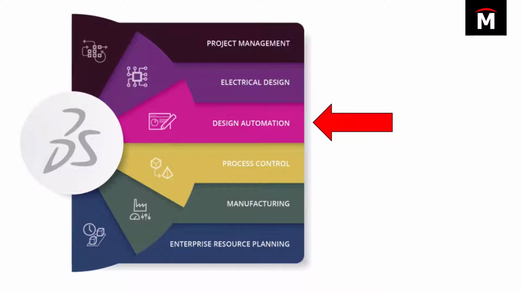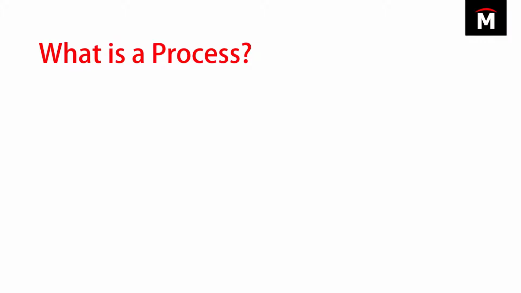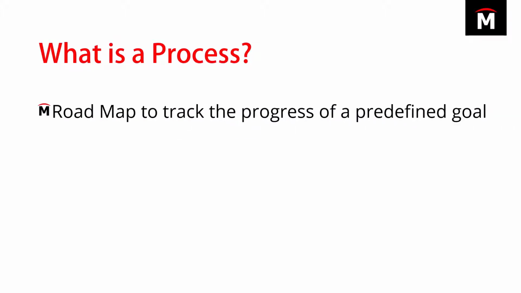What we'll be taking a look at today is process control and how Acme Audio is controlling a few different processes, but we're going to really focus on two. Now, before we get into what Acme Audio is doing, let's just define a few things and get a better understanding of what is a process. A process is essentially a roadmap on how we track the progress of some sort of predefined goal. Right? Think of Google Maps. It's getting from point A to point B.